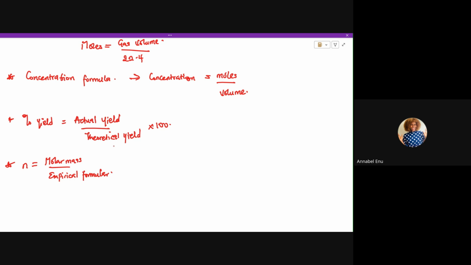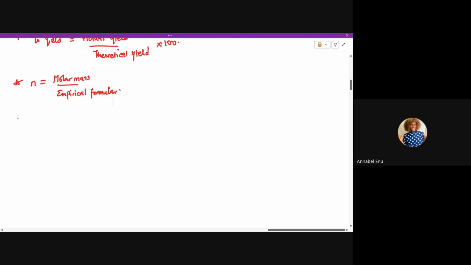And then relative density, that's also another formula. Relative density is equal to molar mass divided by 2 of gas. And then I think lastly, Avogadro's number.